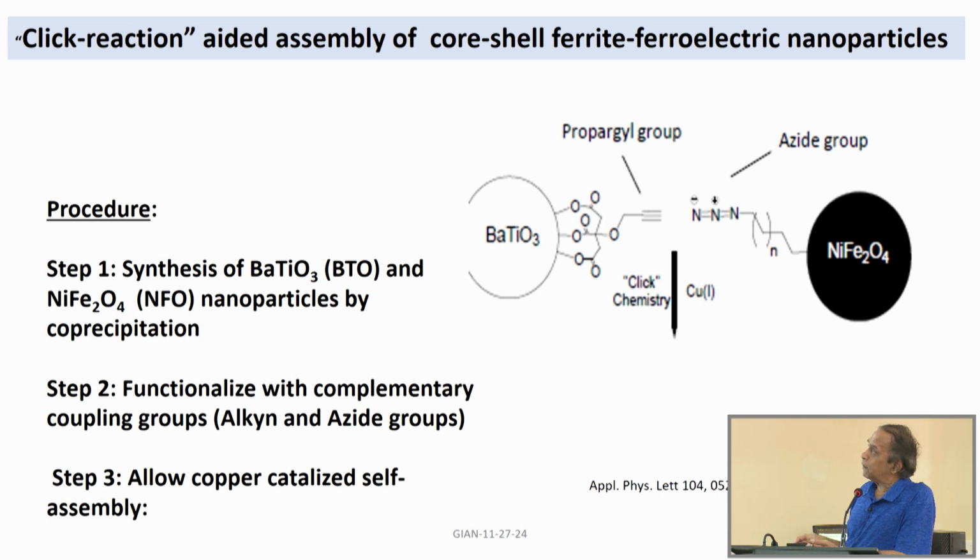Okay, so what is the procedure for chemical self-assembly of the coarser particles? The first step is to synthesize barium titanate and nickel ferrite nanoparticles. We did that for nickel ferrite by co-precipitation, and for barium titanate we did not make them, we just purchased them from vendors.